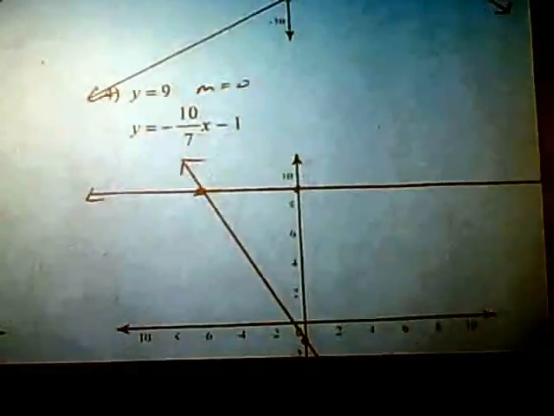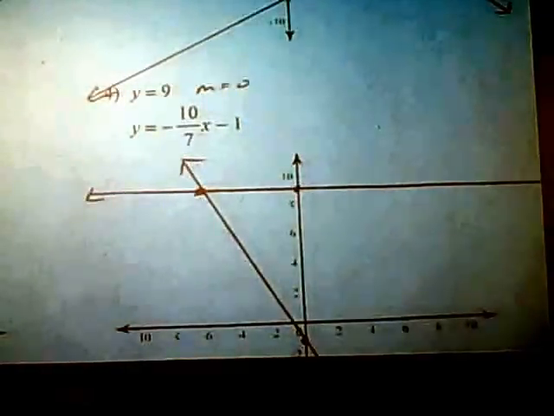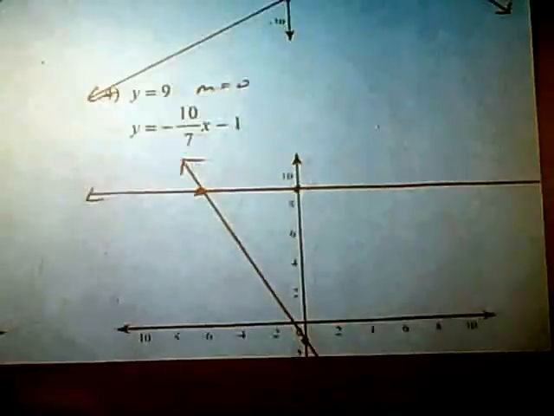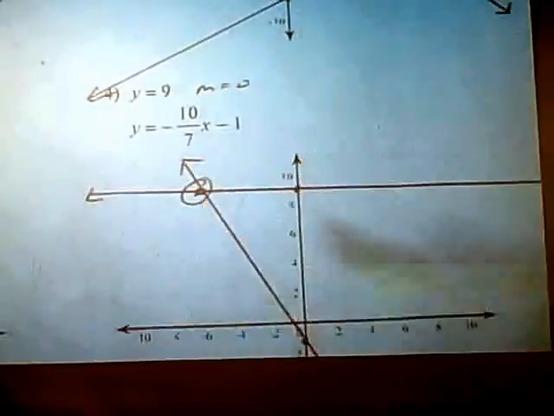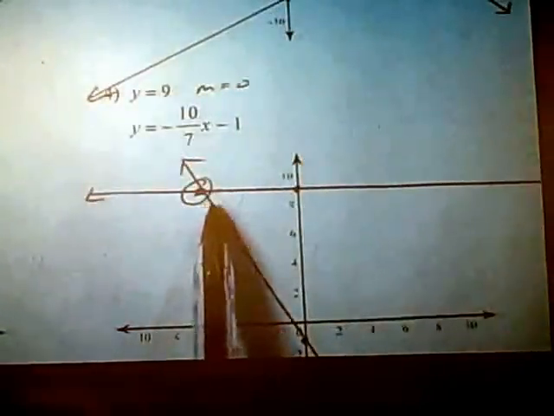Again, clearly we see we have intersecting lines. Because we have intersecting lines, we should have one solution. Here's our intersection point, which is also our solution. Where it intersects, that is our solution. So now we need to figure out what that point is.